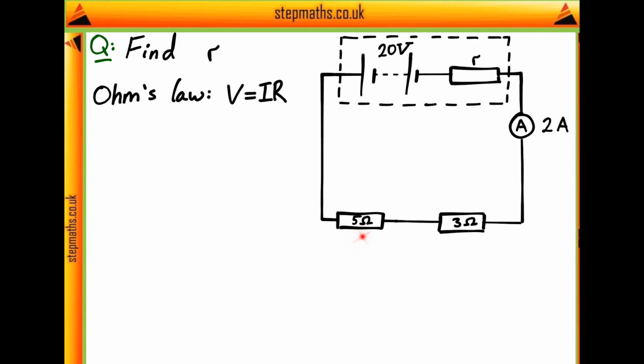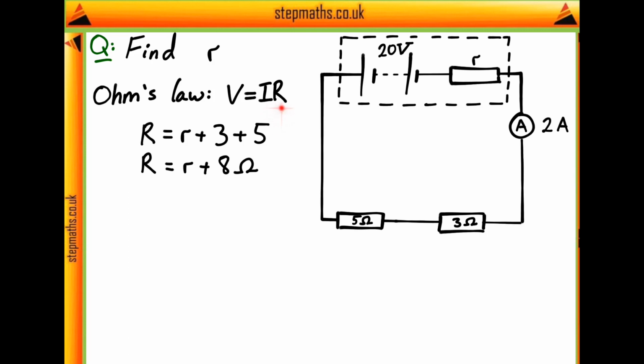So now that we know that, we just basically have a power source with 3 resistors all in series to each other. So we can find the total resistance of our circuit, R. And it's just going to be found by adding our 3 resistances together, r plus our 3 ohms plus our 5 ohms. So the total resistance is just going to be r plus 8 ohms.